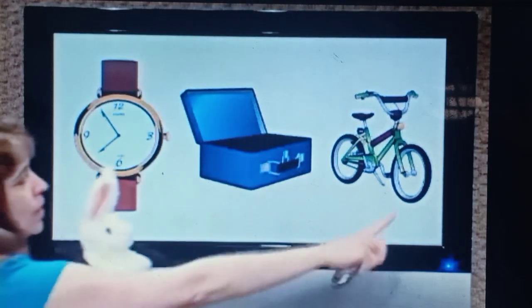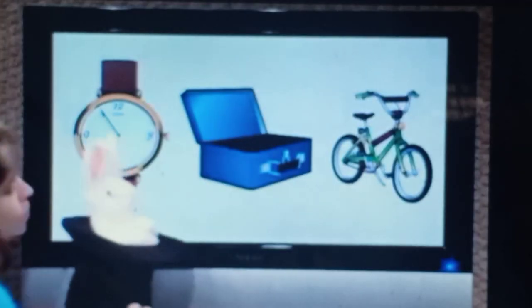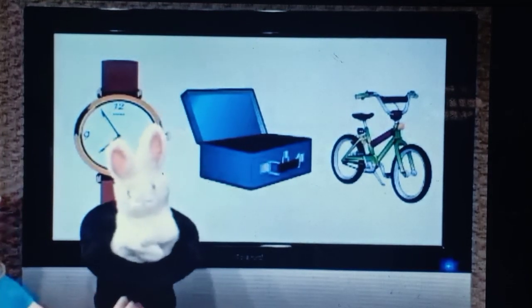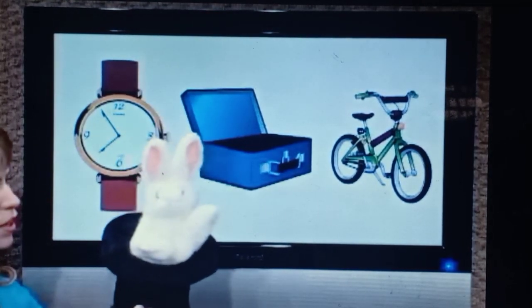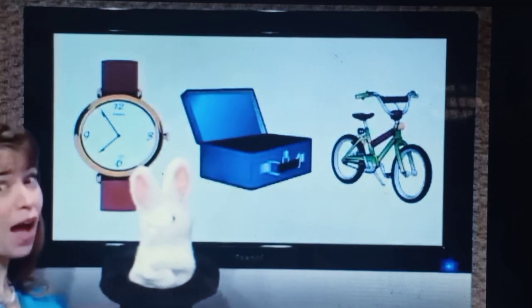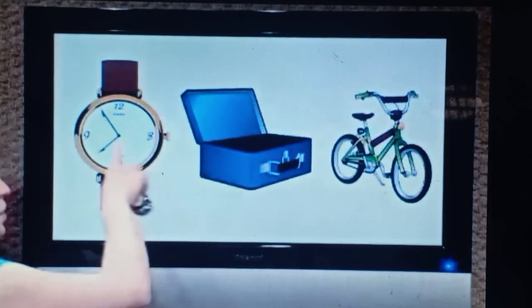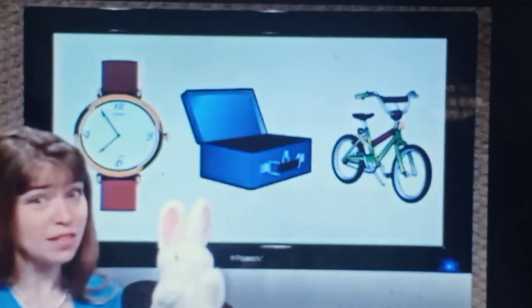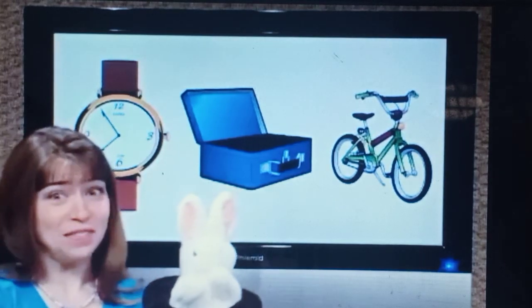Let's try one more. Watch, box, and bike. Watch. Does it start with the W sound? Watch. It does start with the W sound. Do you hear the W sound? Yes, I hear it too. Can you find a picture that starts with W all by yourself?